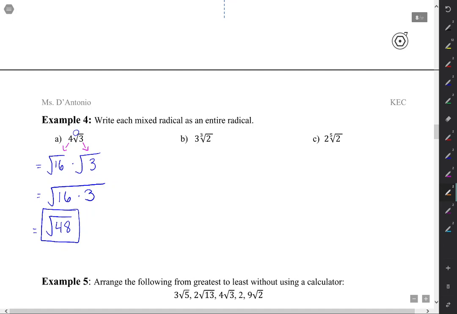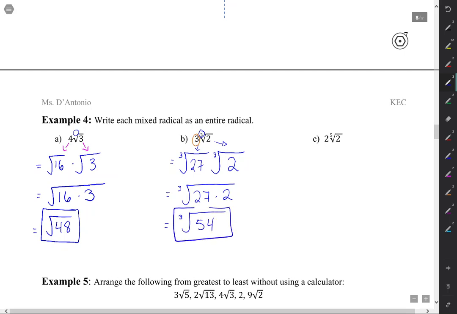Now let's look at B. This time we're dealing with cube roots. So our first step is to write two numbers under the cube root sign. They already gave us one of them, the 2. So I'm just going to put 2 over here. But we need to think, the cube root of what number gives us 3? Well, the cube root of 27 gives us 3. So now what we can do is write both of those numbers under one big sign. So 27 times 2. And if we multiplied those two together, we would get the cube root of 54 as our final entire radical.